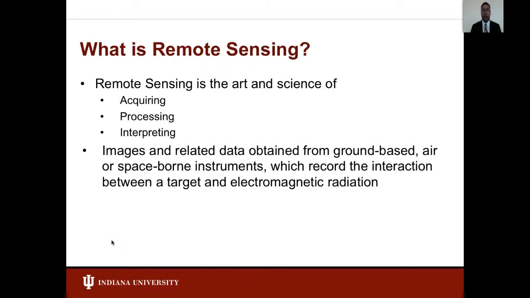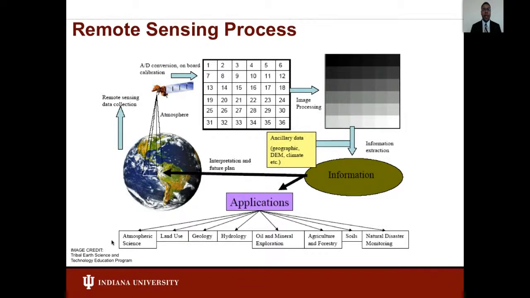data about a target. In the remote sensing process, data is collected using either a ground, air, or a spaceborne instrument. The data is then converted from analog to a digital representation, and in order to gain knowledge from the target, information is extracted for analysis.